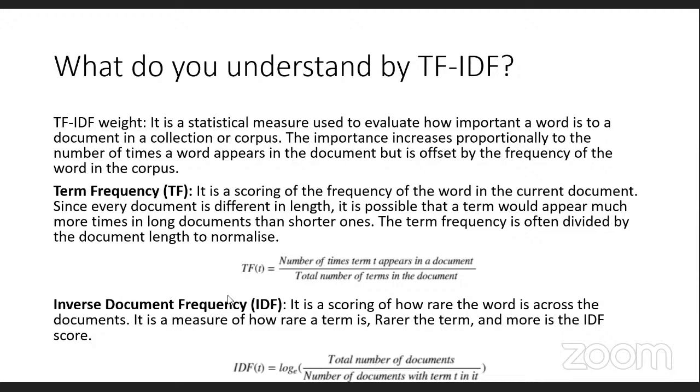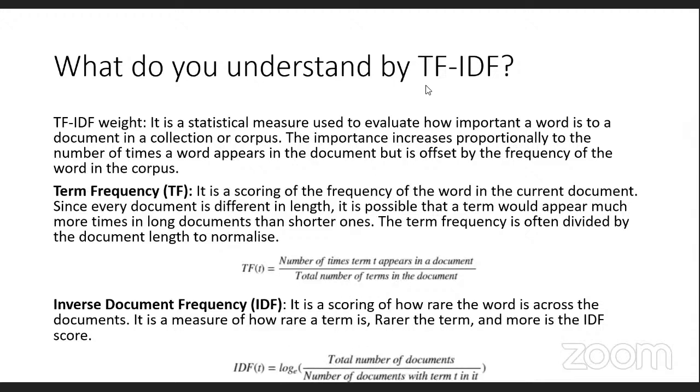What is inverse document frequency? Inverse document frequency is the log of the total number of documents divided by the number of documents with term t. If you take this whole corpus, how many documents are there? This is one document, this is two, and three. We have three documents. So 3 divided by how many documents the term is in. Here it is there, here also it is there, but in the third document it doesn't occur. Then it is 3 by 2, log of 3 by 2. That is inverse document frequency.